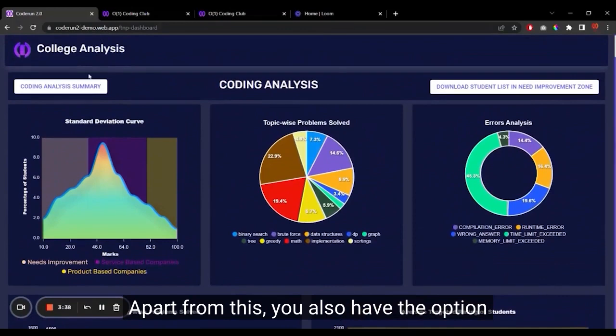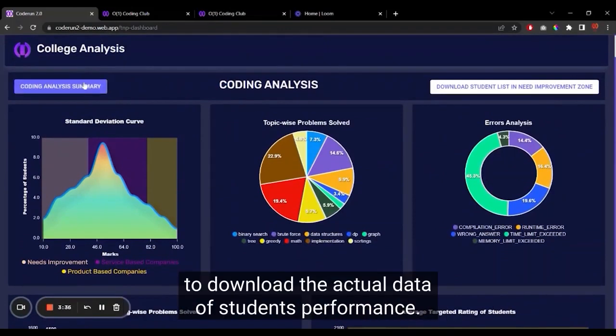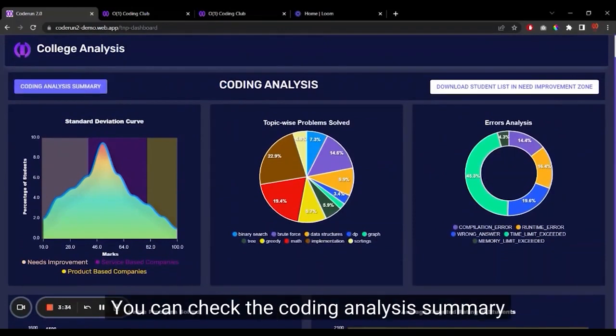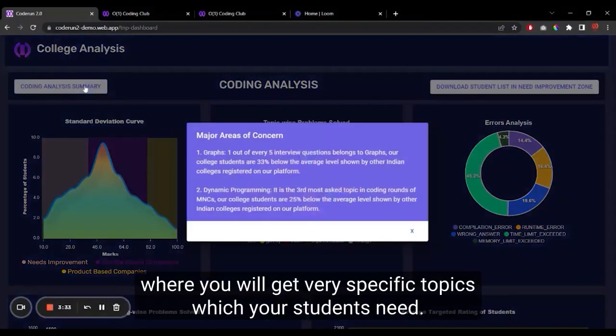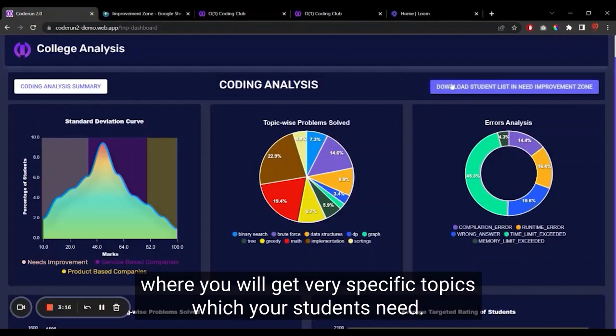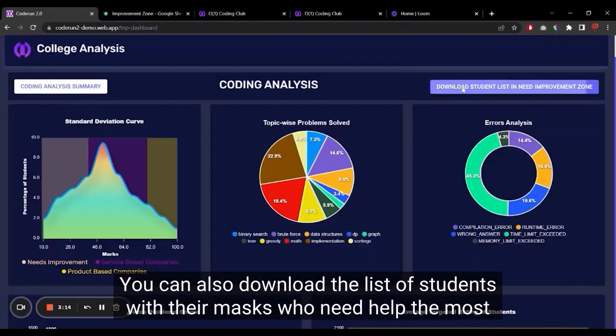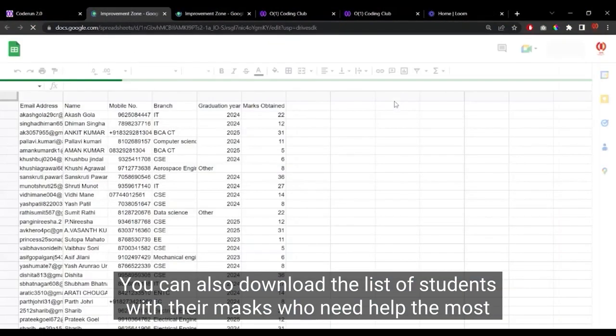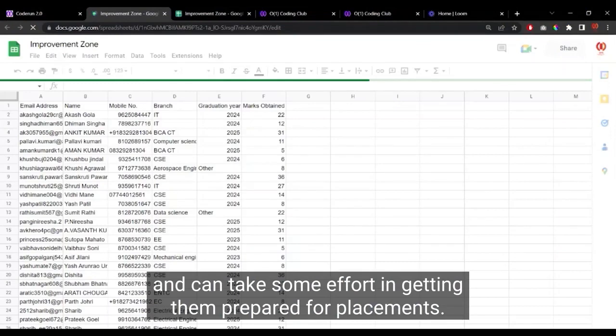Apart from this, you also have the option to download the actual data of students' performance. You can check the coding analysis summary, where you will get very specific topics which your students need help in. You can also download the list of students with their marks who need help the most and can take some effort in getting them prepared for placements.